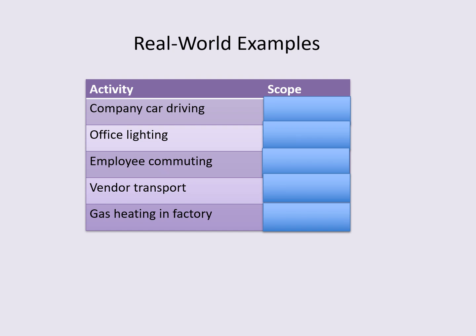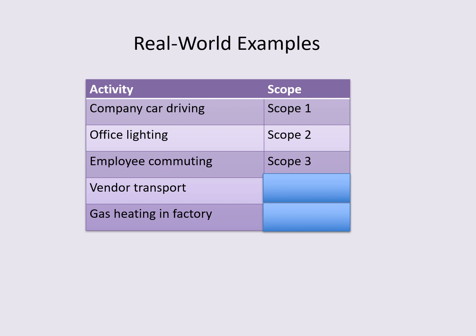Okay, let us see the example how much we have understood. Company car driving. Which category will it come under? Yes, you are right, it is scope 1. Office lighting. It is the electricity, right? Which category does it come under? Yes, you are good. Scope 2, because it is the electricity usage. Employee commuting comes under scope 3.